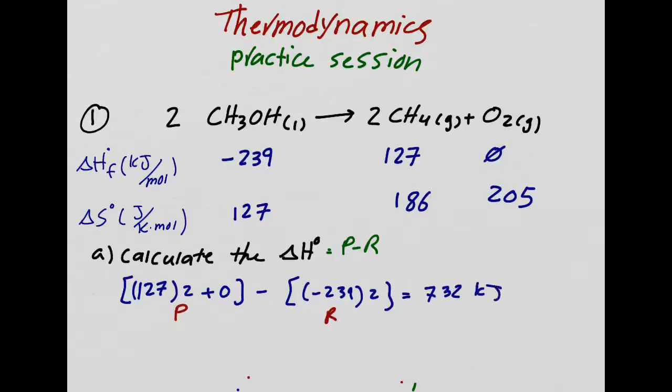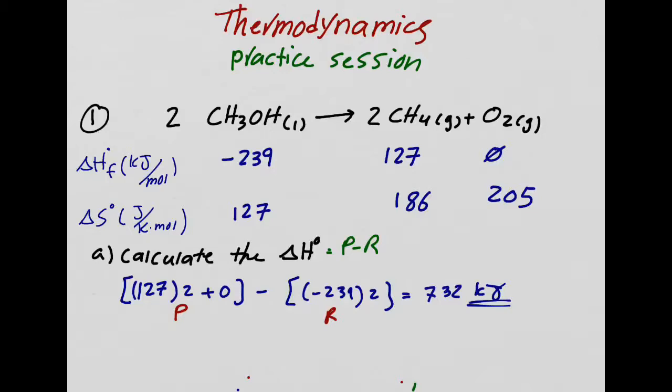732 kilojoules. Again, it was delta H of formation which I used, product minus reactant, and don't forget the coefficient. It was kilojoules per mole, but when I multiply by the coefficient, the moles get cancelled out. What I end up with is just kilojoules. So far so good, because the moles get cancelled out. Don't forget to multiply by the coefficient. Alright, so far so good.